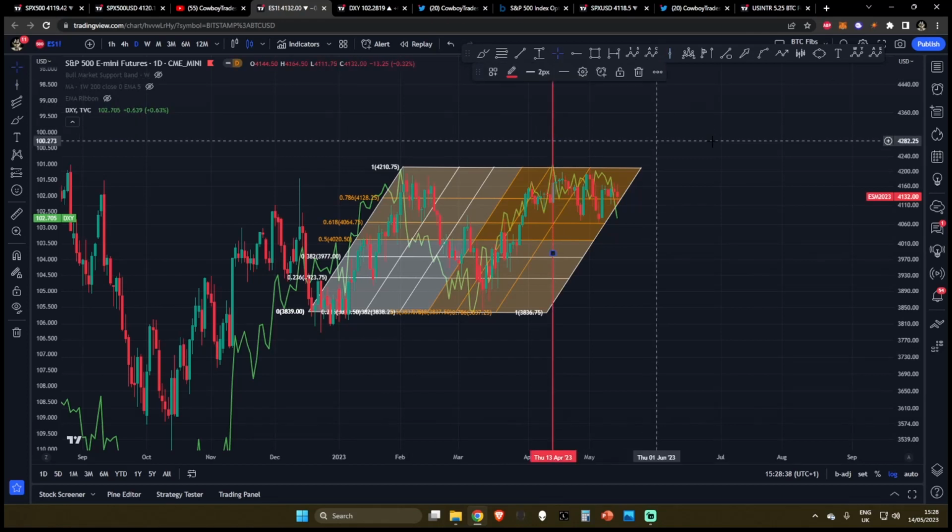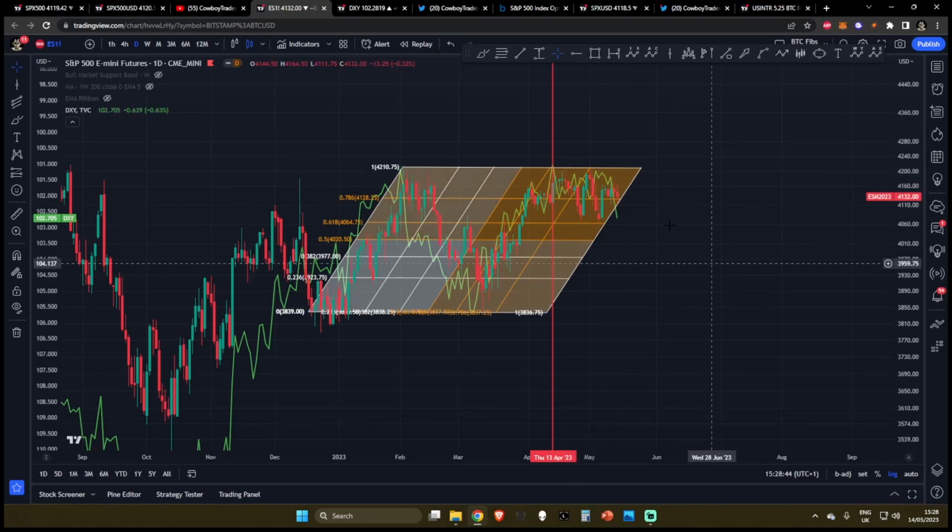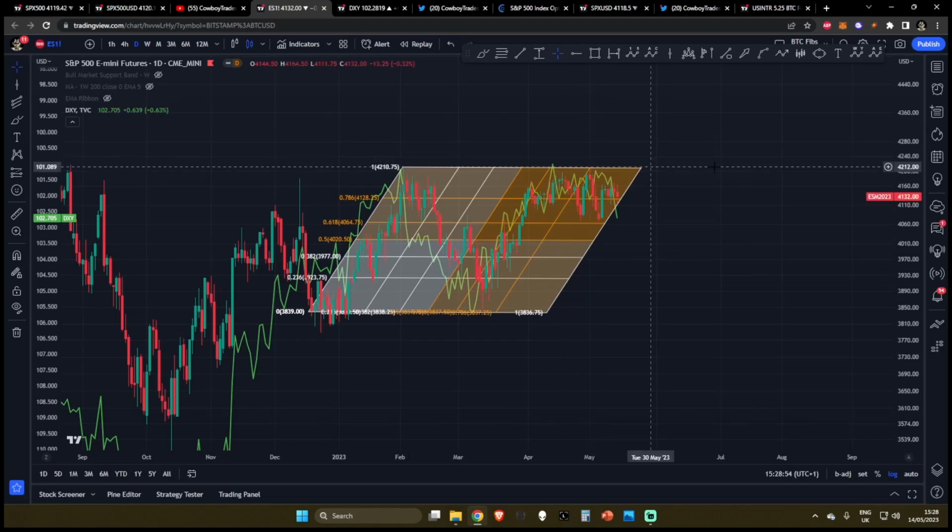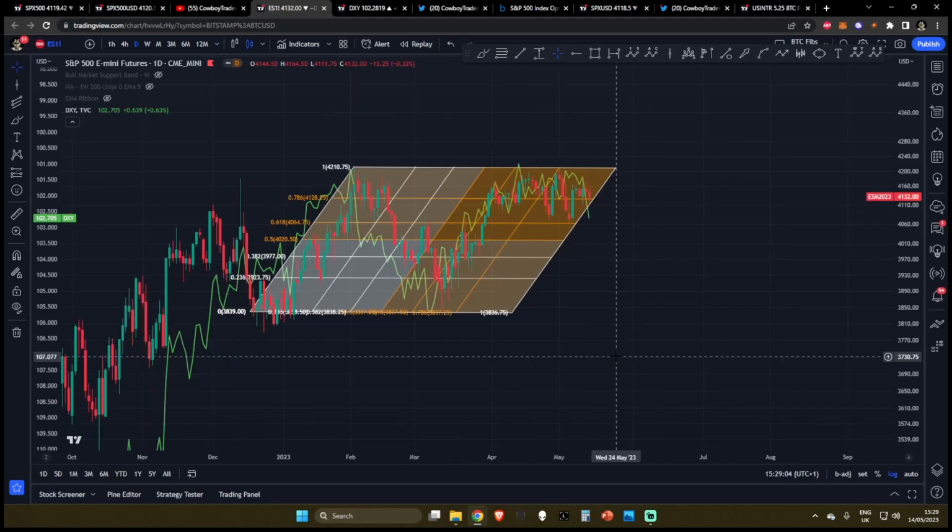If we then look at the top, the DXY topped out on the 13th of April. It took a little bit of time because it was chopping sideways and not really doing much. It made a double top, but before that happened, the S&P 500 topped out on the 1st of May, a few weeks after the DXY or inverse DXY topped out. Now, what you can see is that the inverse DXY is in this same parallelogram as the S&P 500 right now.